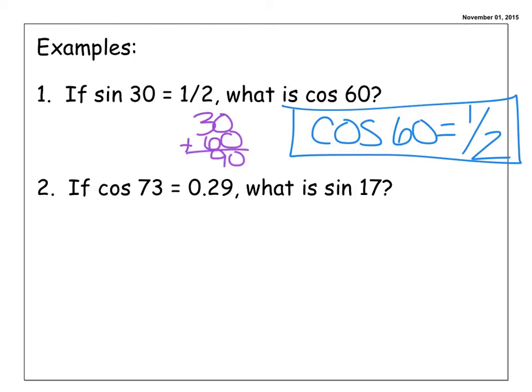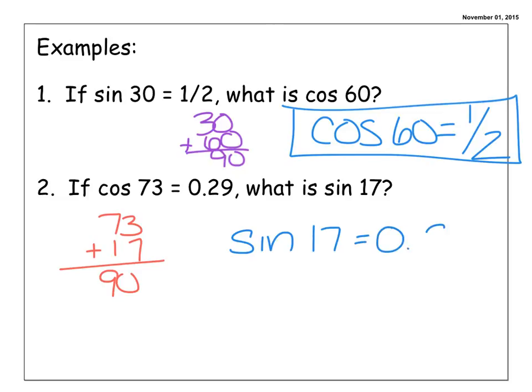So let's look at number 2. If the cosine of 73 is 0.29, what is the sine of 17? Well, let's look at our two angles. I've got 73 and 17. And if I add 73 and 17, that's equal to 90 degrees. So I know that these two angles are complementary, and our conclusion is that the cosine and the sine of complementary angles are always equal to each other. So if the cosine of 73 degrees is 0.29, then the sine of 17 degrees is going to be equal to 0.29 as well.